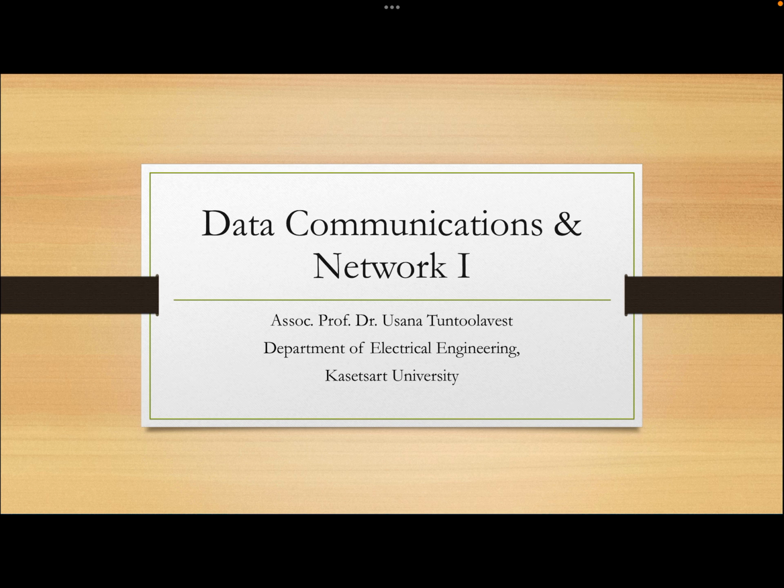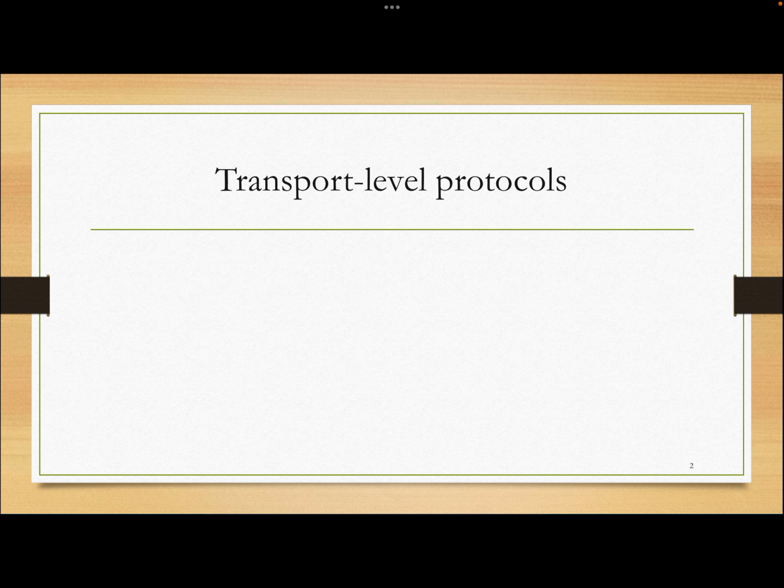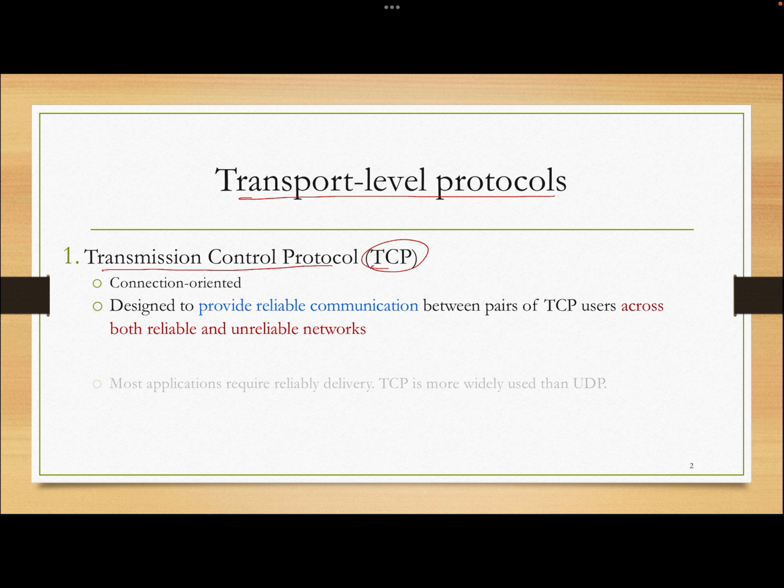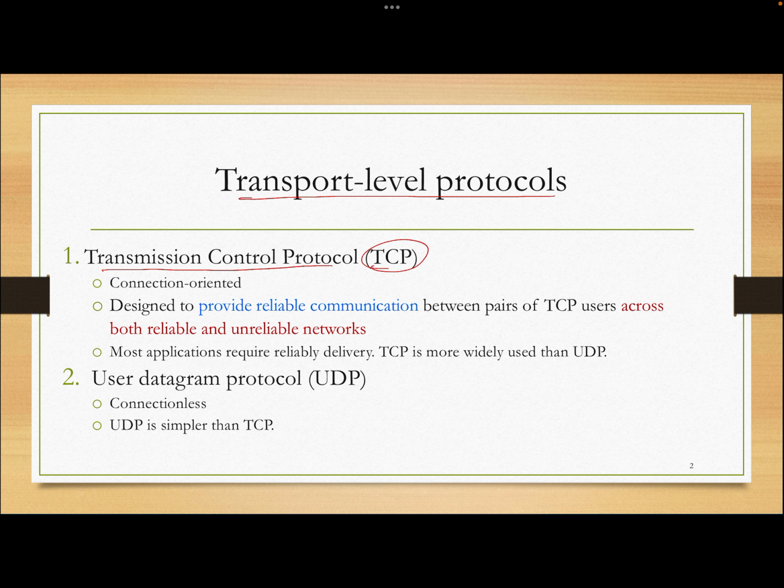Hello, for data communications and network one class today, Janus and I will talk about transport level protocols. There are two main protocols in the transport level. The first one is transmission control protocol, or TCP, and the second one is user datagram protocol, or UDP. TCP we have talked about many times before.